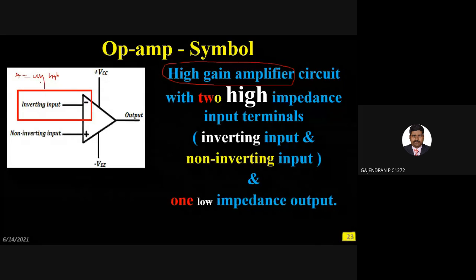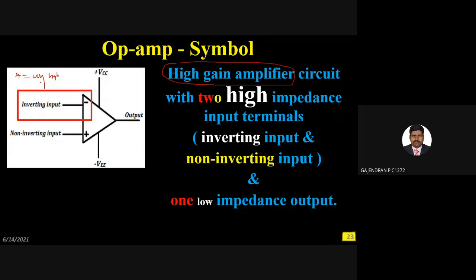Why am I representing gain as capital letter A? Is there any reason? The second letter of gain is A. Due to that, I am representing it as capital letter A.